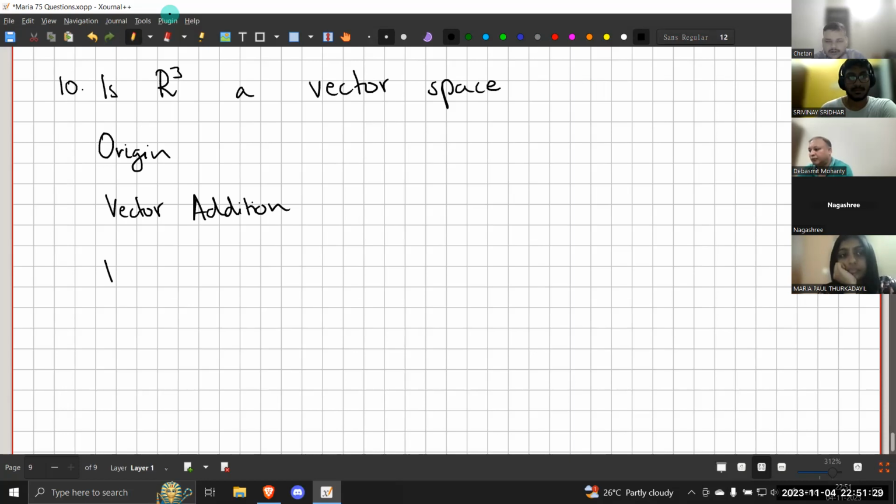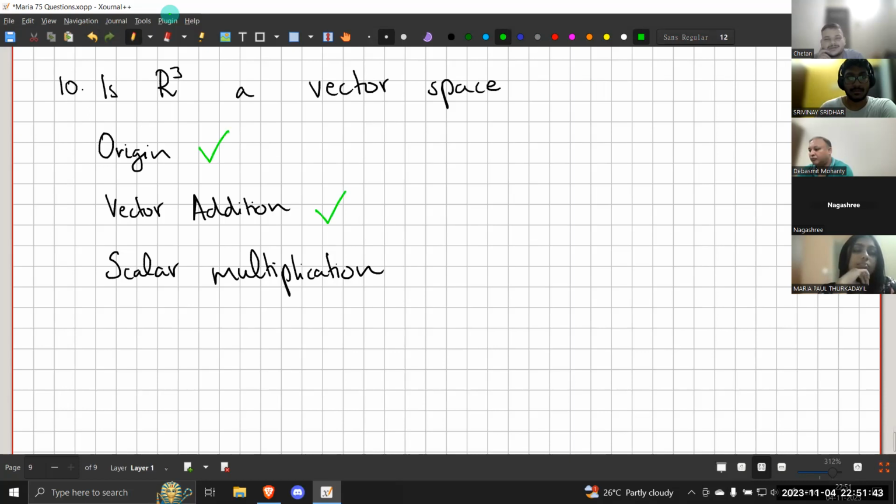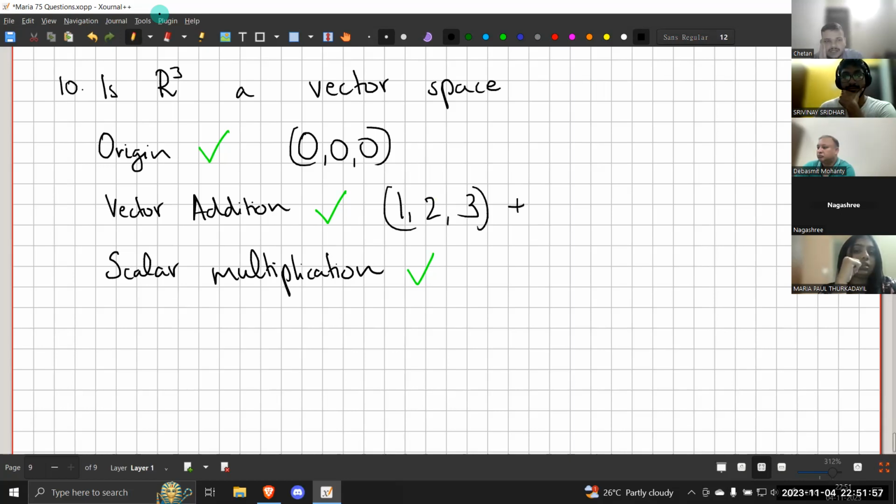So we can call it a vector space because, first of all, it includes the origin. Secondly, it satisfies vector addition. You take any two vectors in R3, the resultant vector is going to lie in R3. You cannot give me any example of two vectors in R3 that, when added, give you a vector in some other dimension. You cannot give me any such example.